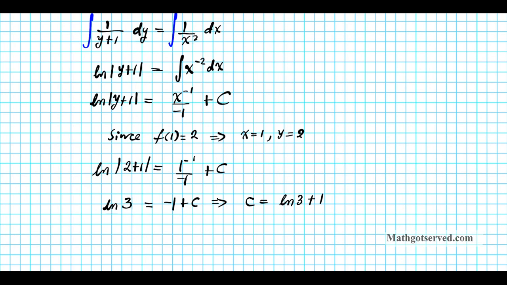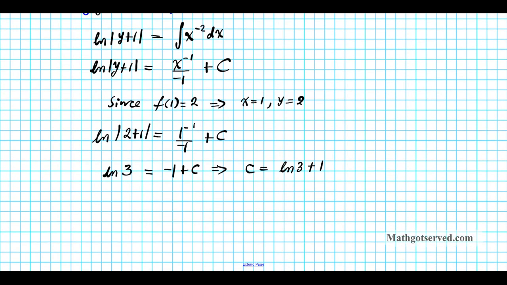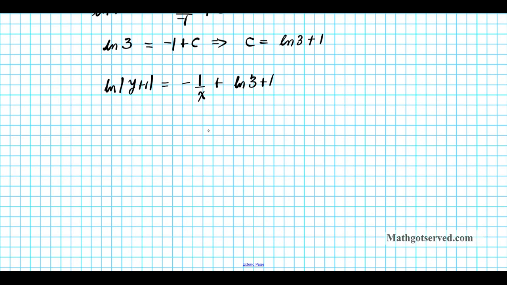So we're going to put this back into the equation. All right, so what we're going to do is go ahead and put this c back into this equation that we had right here. Our goal is to isolate y, okay? So we're going to have the natural logarithm of the absolute value of y plus 1 is equal to, we can bring the x downstairs using the reciprocal property of exponents, negative 1 over x, plus the value of c, which is the natural logarithm of 3 plus 1, okay?